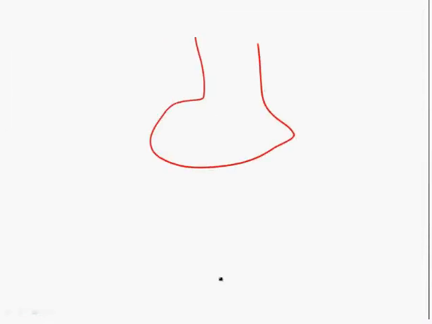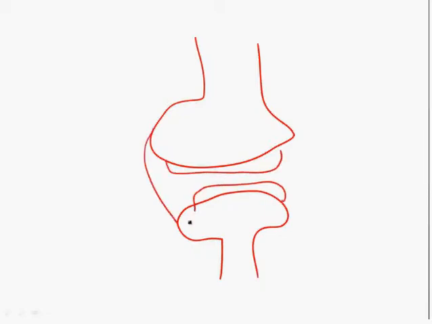Here's your bone. And then, of course, you've got another bone forming the joint. There's articular cartilage sitting on top of both of these, and then there's a joint capsule. Now, recall that the lining of the joint capsule is called synovium, and so what's going to happen in rheumatoid arthritis is that you get a synovitis with inflammation of the synovium.